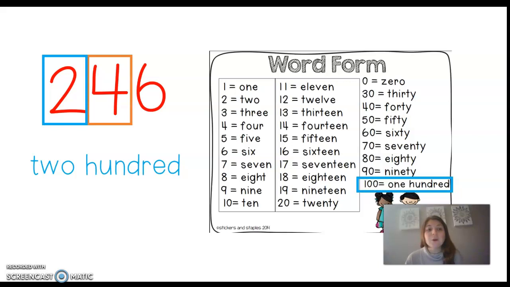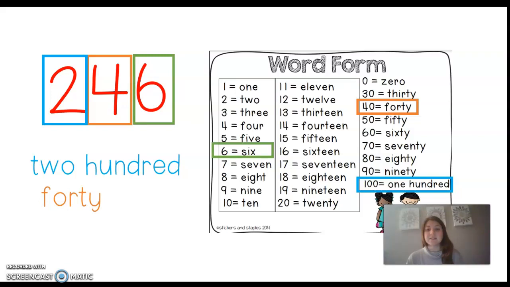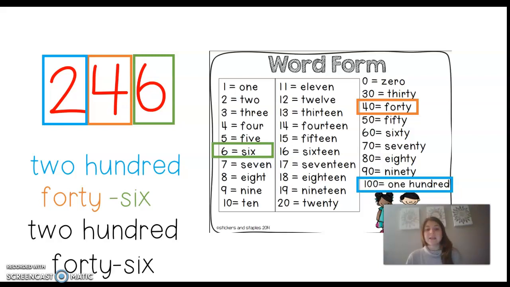I have 246. I have 4 tens, which is 40. So I find 40 on my word form paper and I write 40. 6 ones. I find 6 on my word form paper. 246. I now wrote the number in word form.